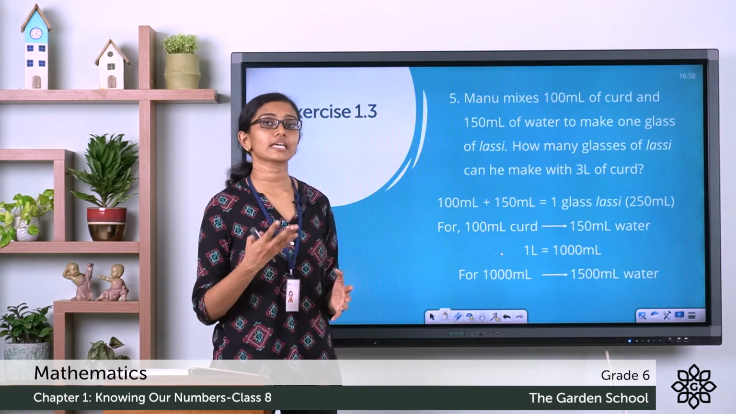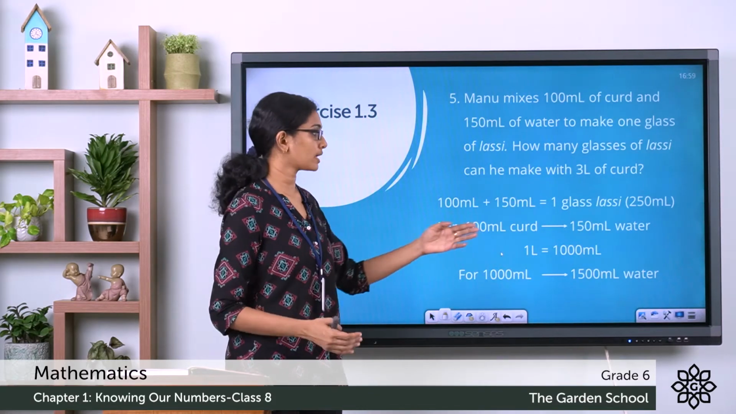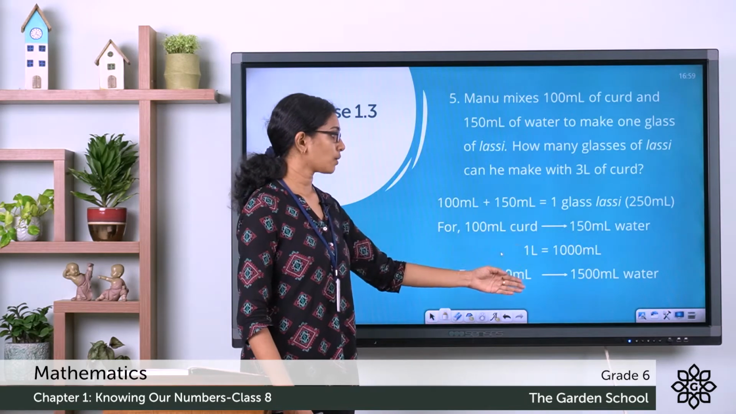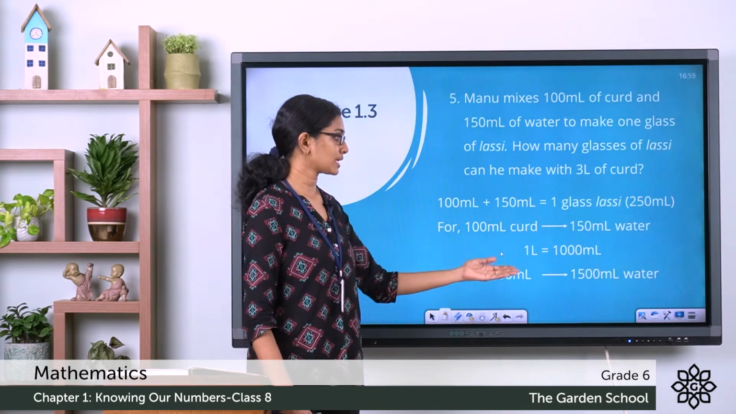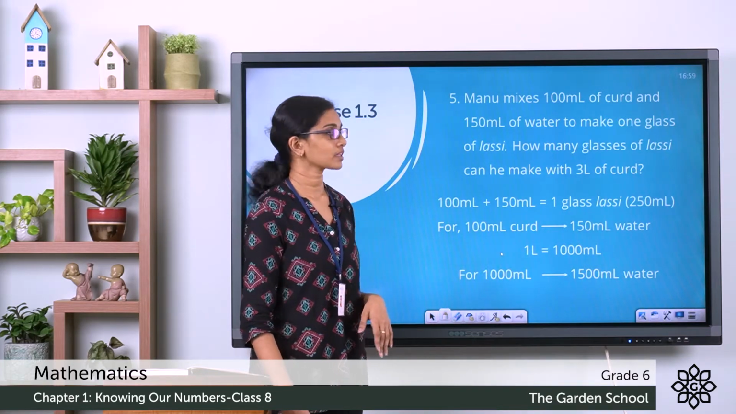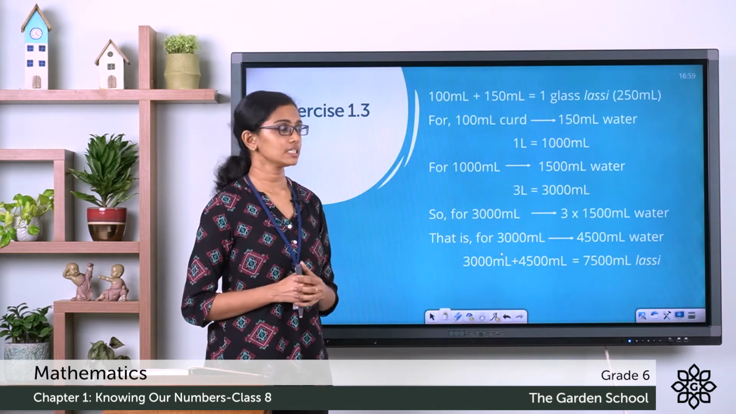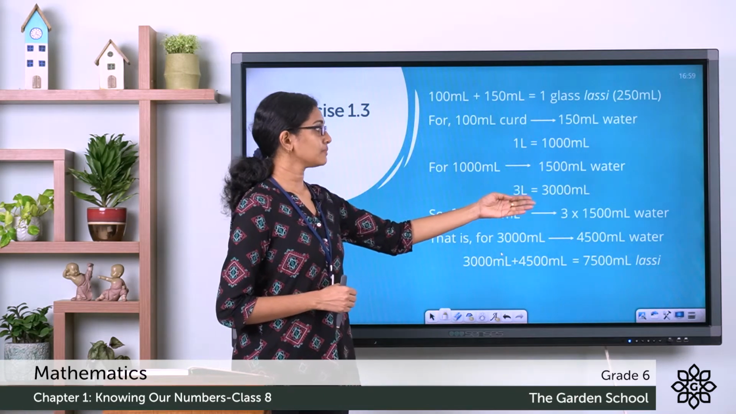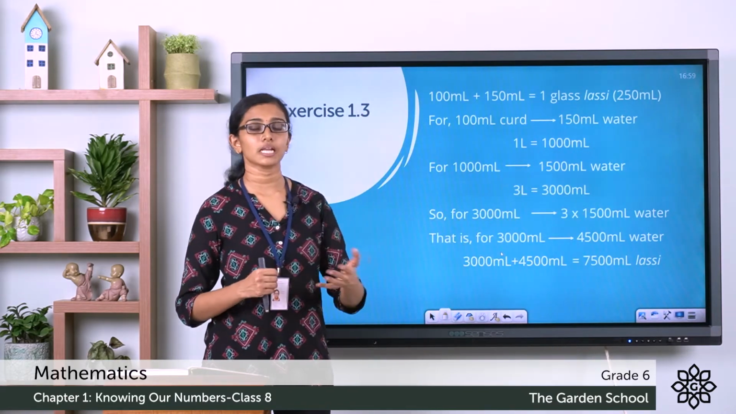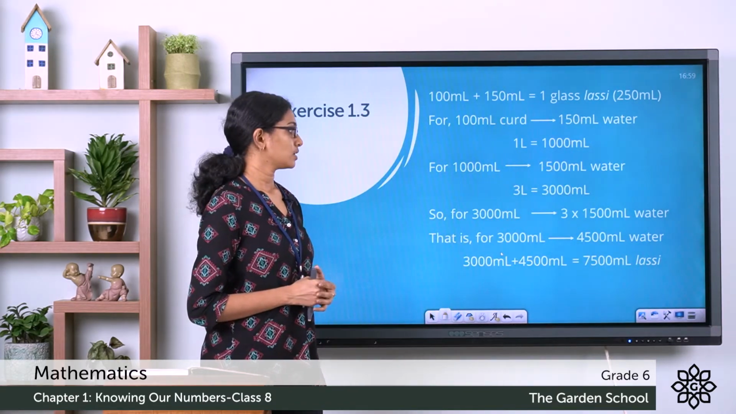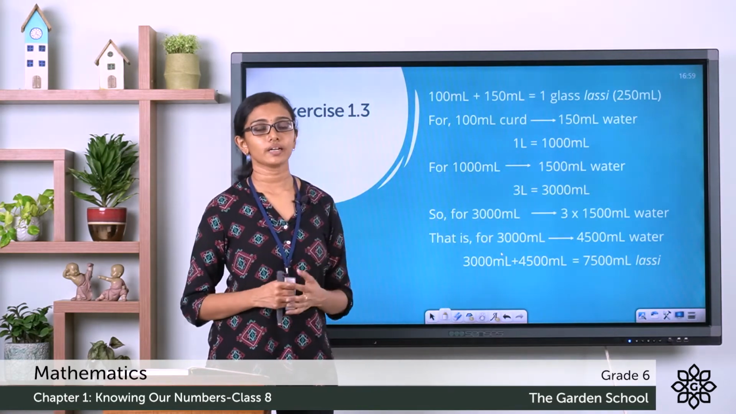And then what is the case of 3 liters of curd? 3 liters means 3 times 1 liter. So we have to multiply these requirements by 3, right? You have to multiply these measurements by 3. So for 3 liters, that is 3000 milliliters, he will need 3 times the water for 1 liter. That is 3 times 1500 milliliter of water. That is 3 into 1500 equals 4500 milliliter.